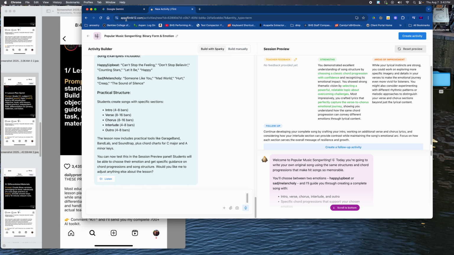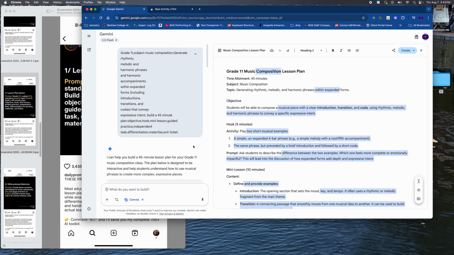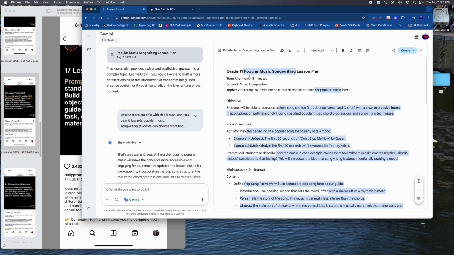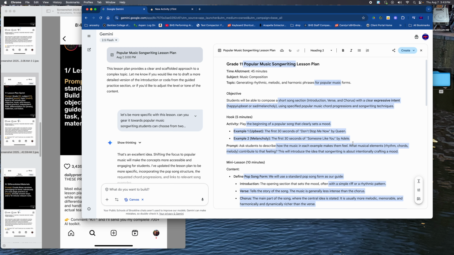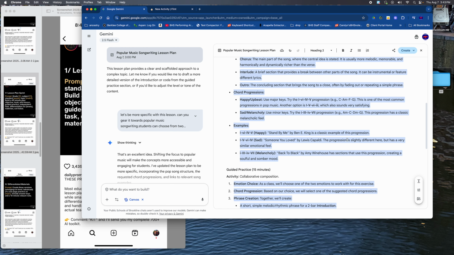So I went back to Google Gemini and said, okay, can you please be more specific, right? So here is the first one, and then let's look at the new one. Again, when I changed it, it was more specific to popular music and songwriting. It did then become a little bit more detail oriented in giving examples again for students.